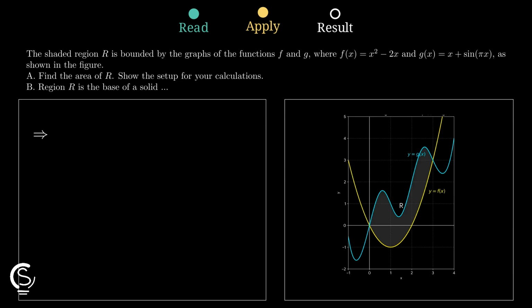For part B, the volume is found by integrating the cross-sectional area. Since the height is x and the base is the difference between functions, we integrate that product across the interval.